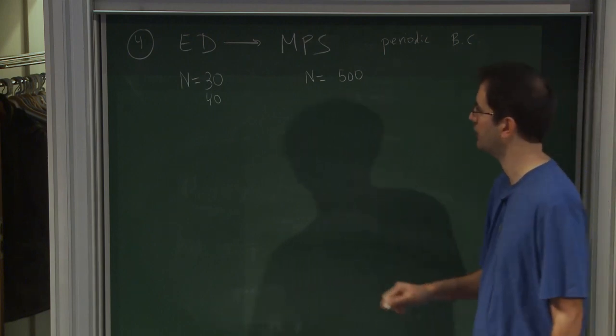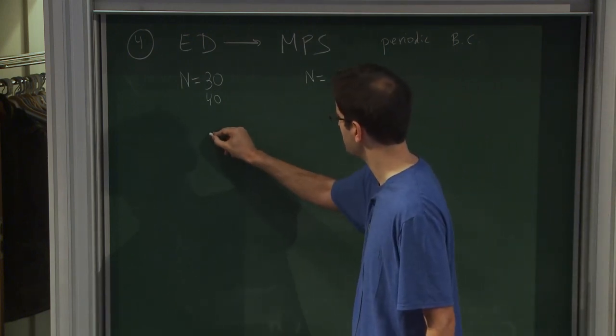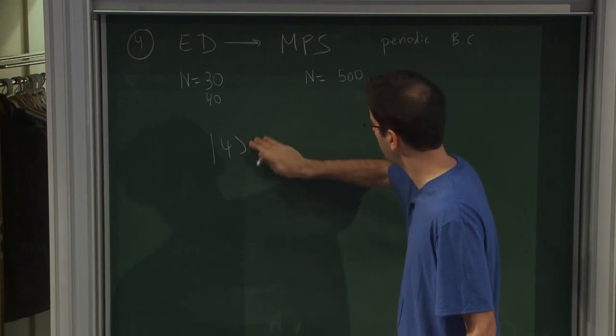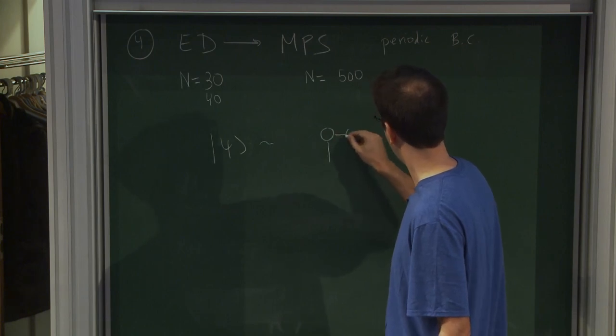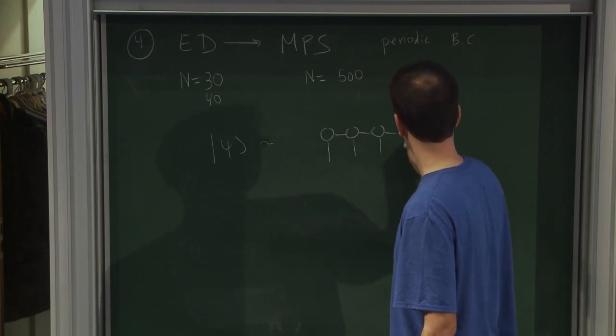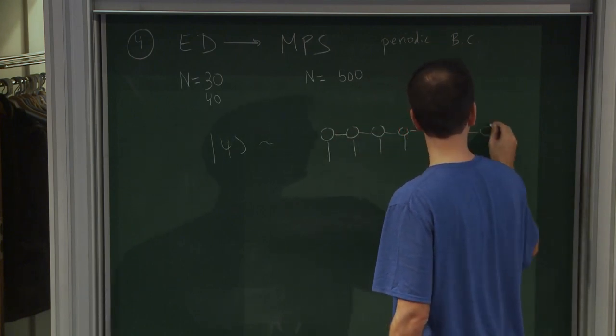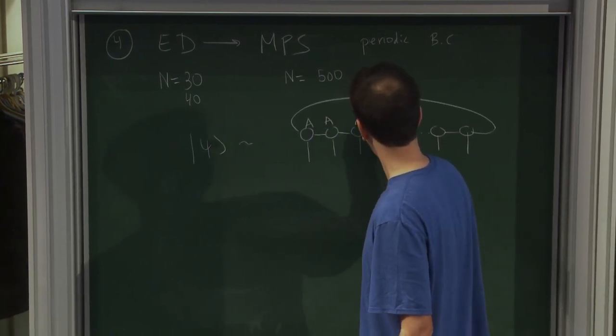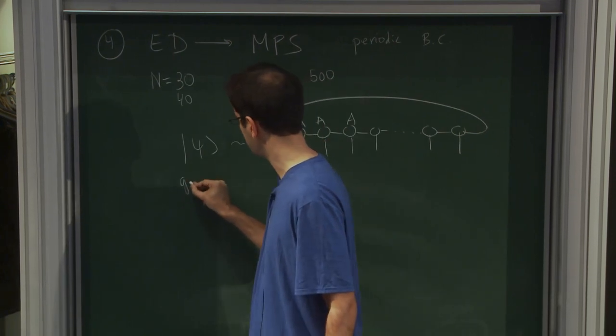It's more expensive. So let me first define the ansatz. Our wave function will have all these many coefficients that we will just write as a tensor network, as a matrix product state. And then we have periodic boundary conditions. For the ground state, let's first consider the ground state.